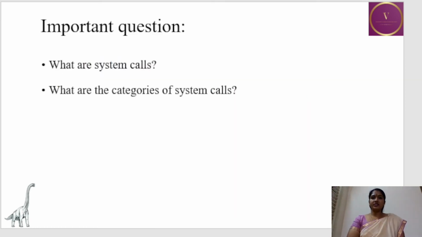Important questions under this system call topic are: what are system calls, what are the categories of system calls. They can ask you either separately or together as one question. Also they can ask what are system calls, what are the categories of system calls, explain in detail. So that is the possible question under the system calls topic. So that's all for this session.